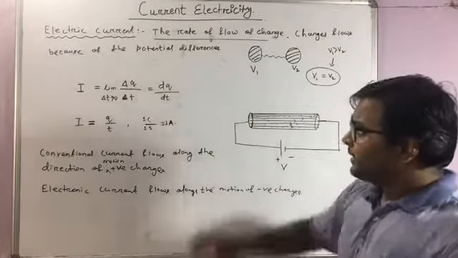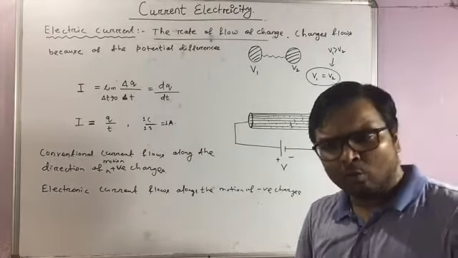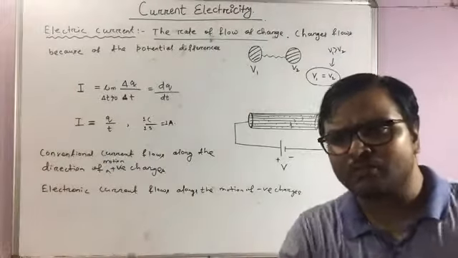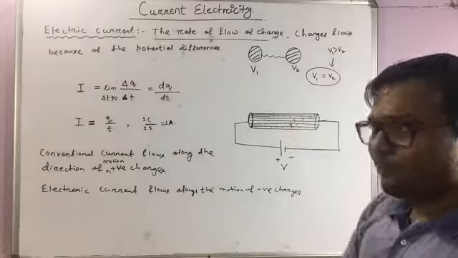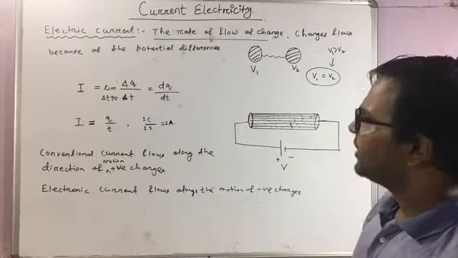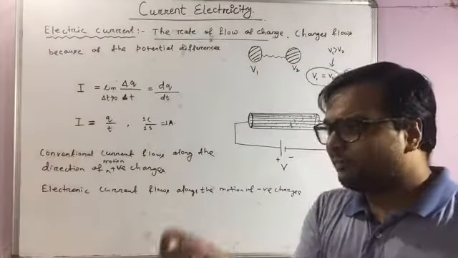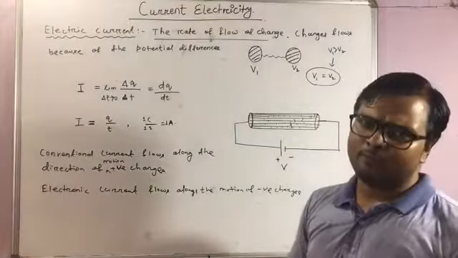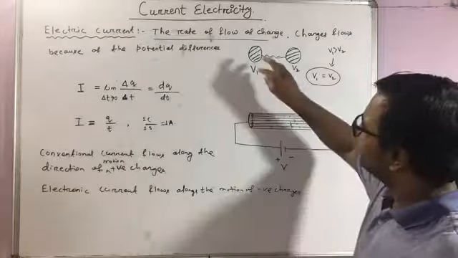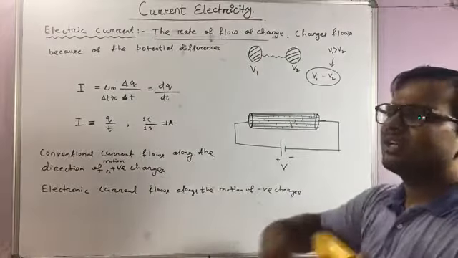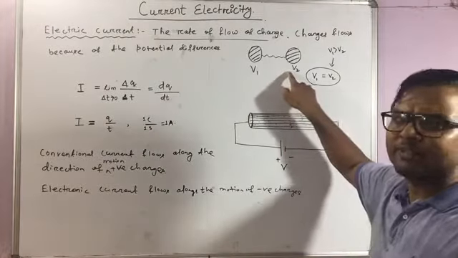Then the fundamental question here: why will the charge flow? What compels the charges to be in motion? That is the most important part here. Remember, the charge will flow if there is a potential difference. That is a simple logic. Let us take a simple example. Suppose there are two charged objects, maybe having the same charges, maybe different charges, but the potential of this object is V1 and the potential of this object is V2.